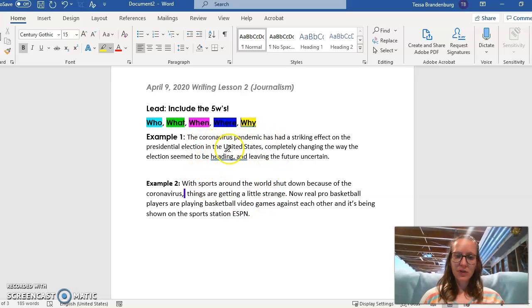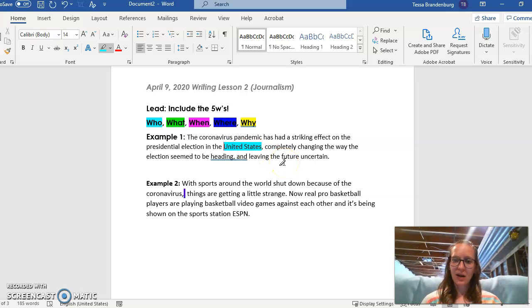So, the coronavirus pandemic has a striking effect on the presidential election in the United States, completely changing the way the election seemed to be heading and leaving the future uncertain. Okay, so first let's look for the who. So, who is this affecting? Let's see. The United States, probably, right? Because it's the people in the United States and how they vote.